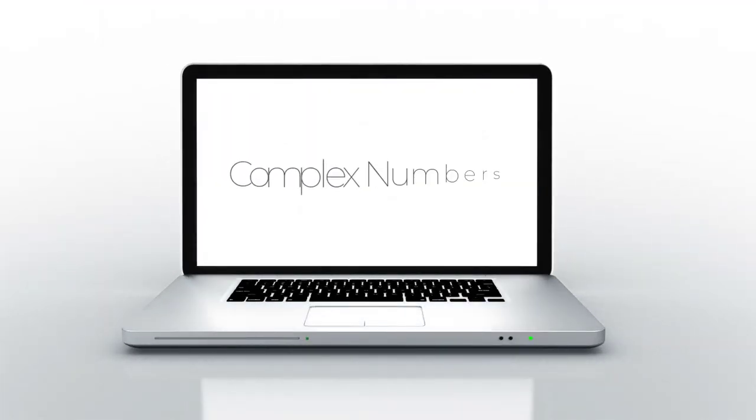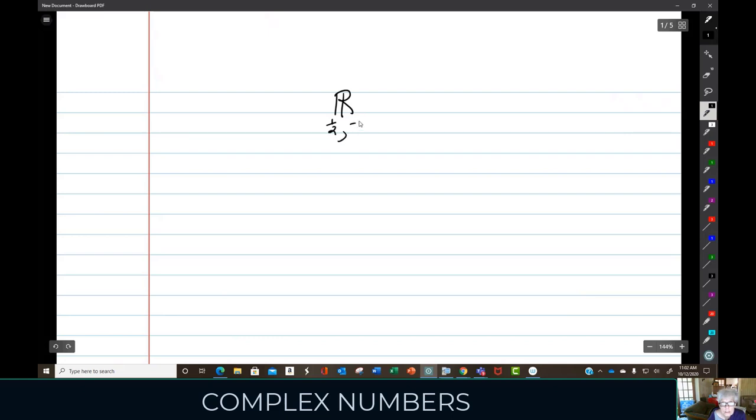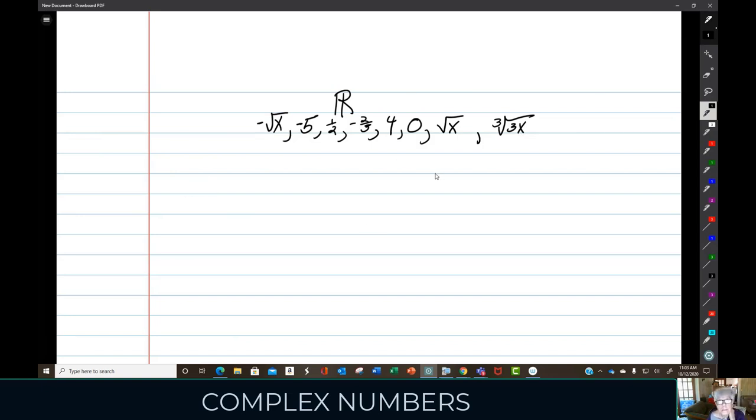This is the real number system right here. We live in the real number system. It's got fractions and negative fractions. It's got integers, well, it's got whole numbers and negative whole numbers. Those make up the integers. Of course, it's got zero. It's got square roots. It's got negative square roots. It's got cube roots like we were dealing with, and the negative version of that. It's got a whole bunch of numbers. In fact, there are an infinite number of numbers in our real number system, which makes it really, really big.